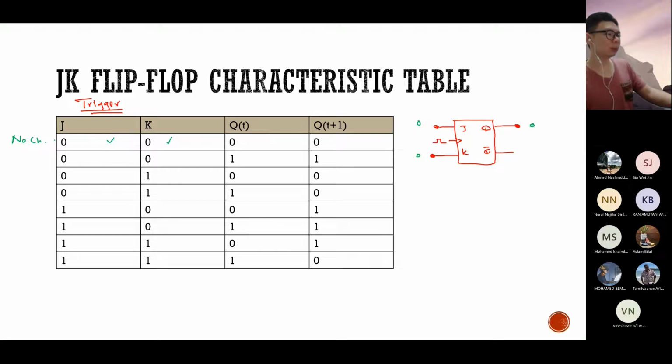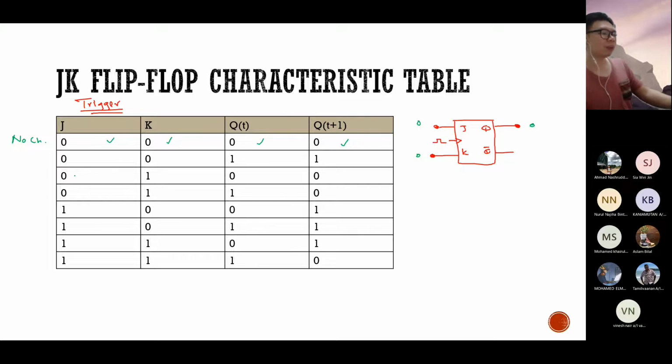Okay, so no change mode. What happens in a no change mode is that it's going to take whatever is already at the output and keep it that way. That's why in the present output, I put a 0. This is what we currently have at the output, and what will happen next is that it will stay at 0 because your flip-flop is in a no change mode.